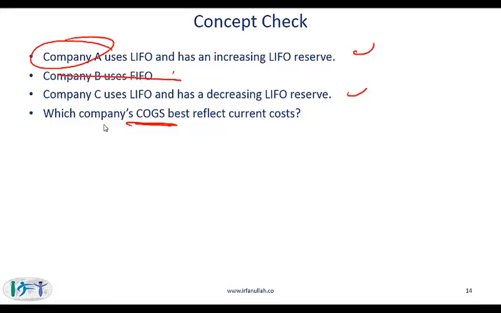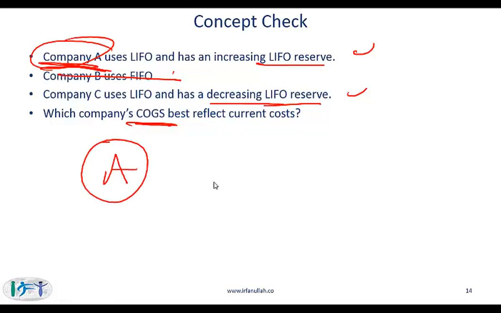Then you also need to consider what's happening to the LIFO reserve. A decrease in LIFO reserve means that there is LIFO liquidation taking place and COGS is reflecting old prices because we are dipping into older layers. So that would mean that between A and C, company A is the better answer. So fairly important. You might see questions like this at the end of this reading.